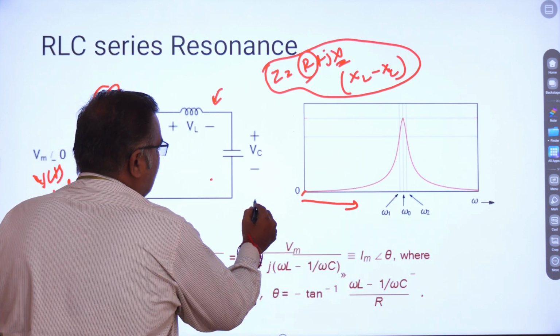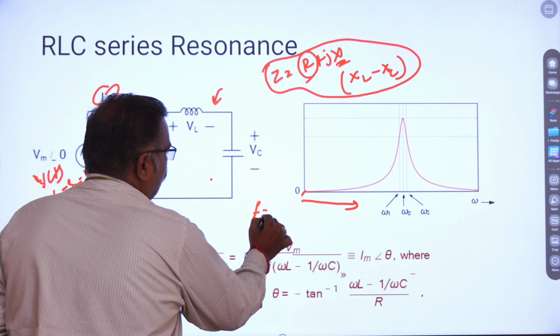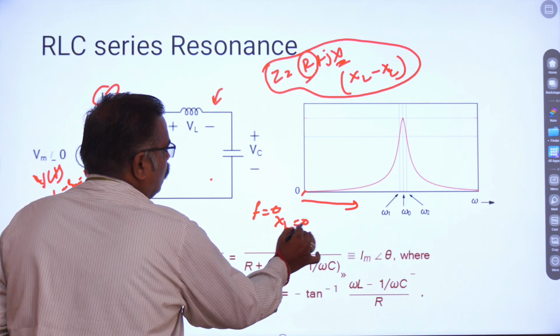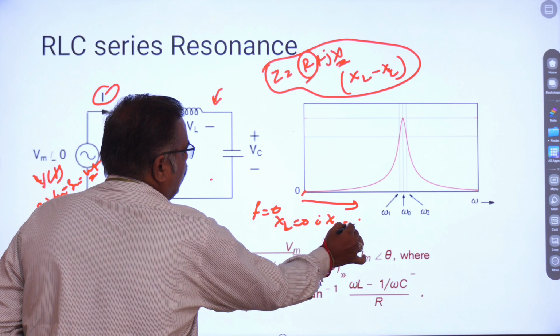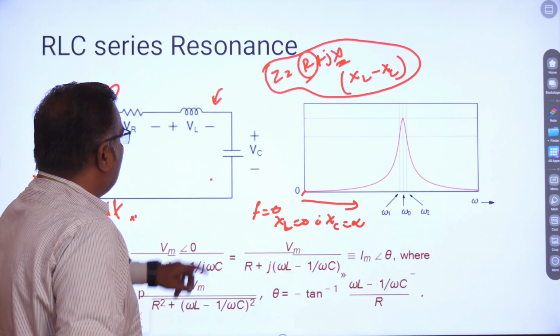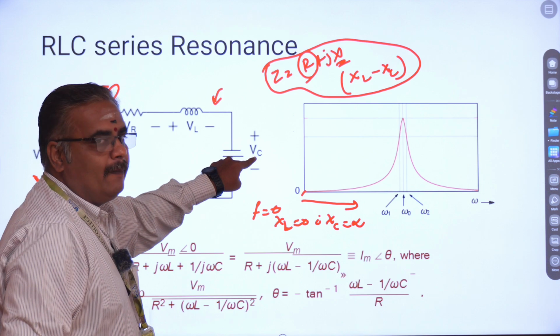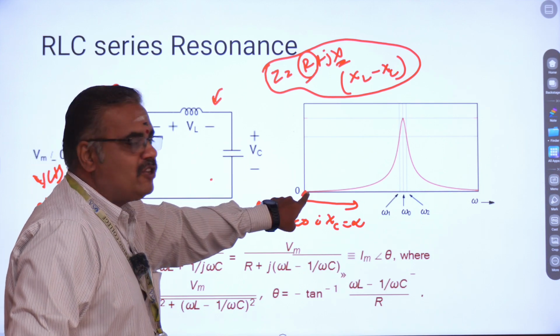The reason for this is, for f equal to 0, XL will be equal to 0 and XC will be equal to infinity, which means XC will be very high, and this part of the circuit will become an open circuit, and therefore the current flow will be 0.